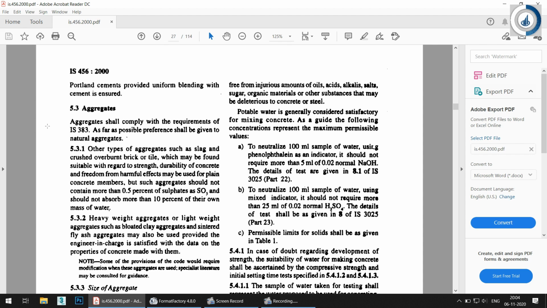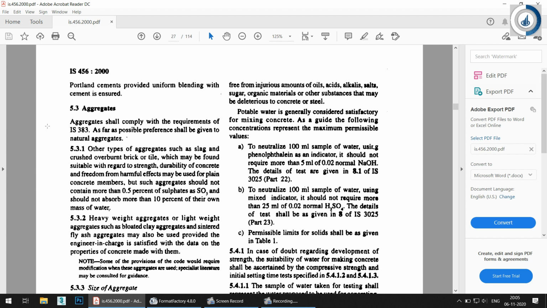So nowadays we are using other types of aggregates such as slag and crushed over-burnt brick or tile. The waste products which we get, we are adding, and you can add those, but you have to remember such aggregate should not contain more than 0.5% of sulfates and should not absorb more than 10% of their own mass of water.